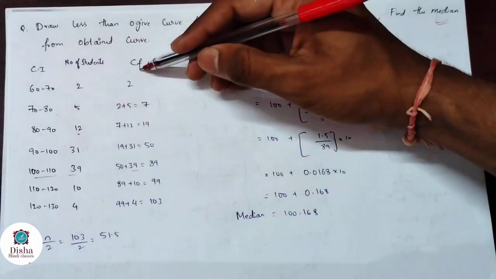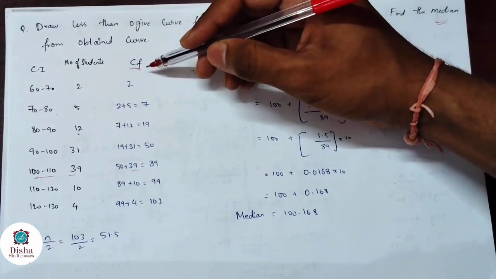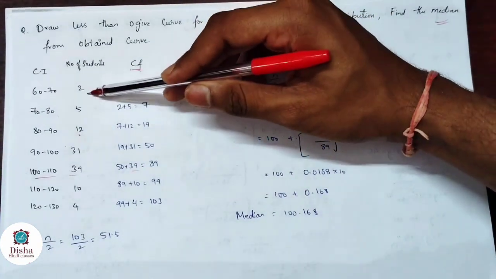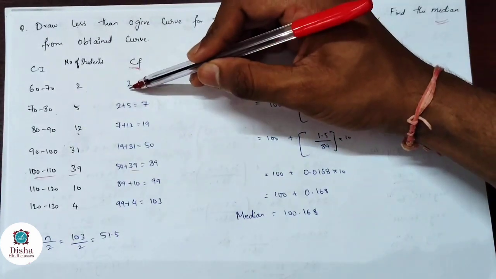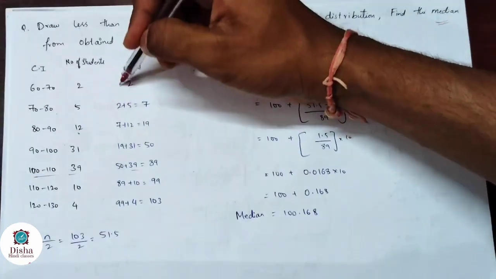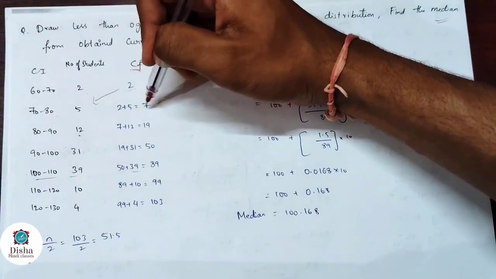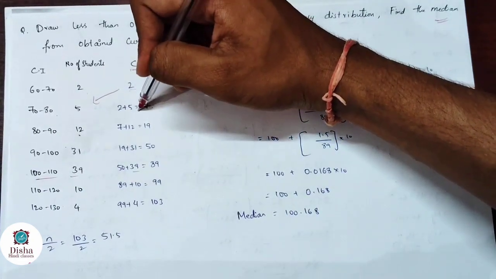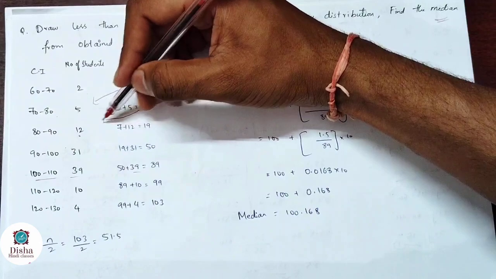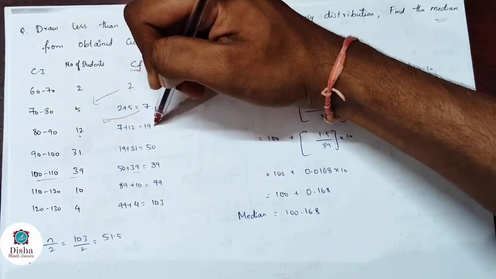So now we have to find the less than ogive curve. So we'll be finding the less than cumulative frequency. How is less than cumulative frequency found? First we'll take the frequency as it is, that is 2. Then we'll add this 2 to the next frequency, 2 plus 5, we get 7. Now we add this 7 to the next frequency, that is 12.